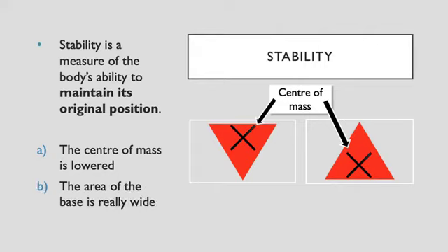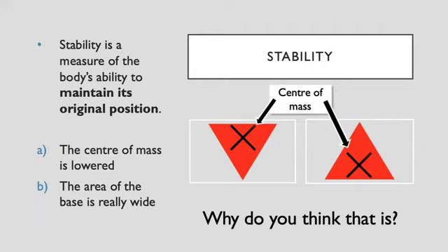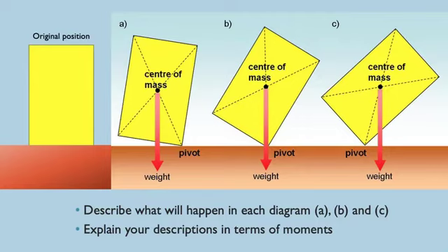The other thing that changes the stability of something is to do with the area of the base. And if that's really wide, then that will also make it really stable. So why do you think these two things are? We will explain them as we go through today.